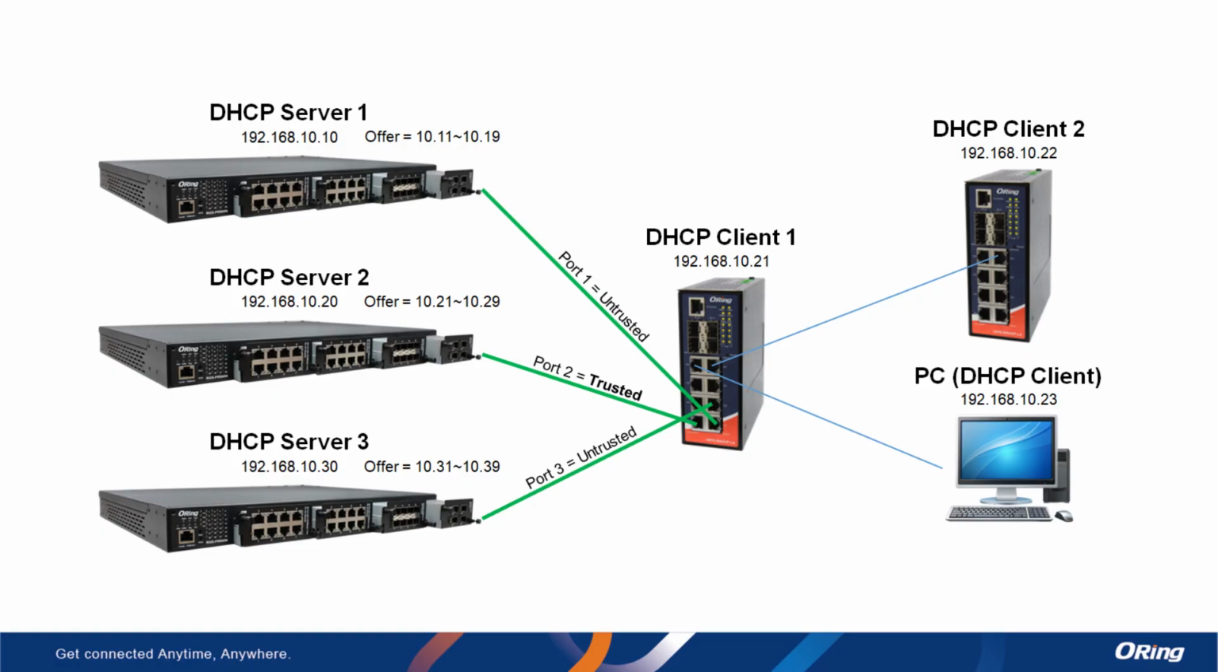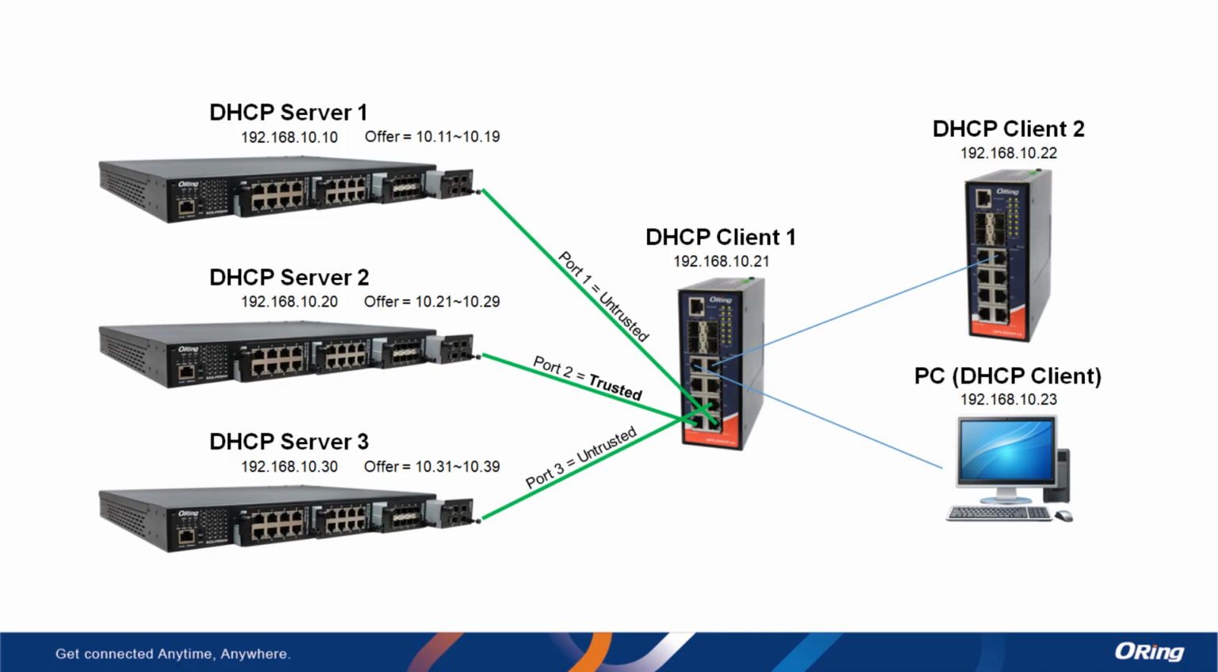We have 3 DHCP servers. DHCP Server 1 will offer IP addresses from 10.11 to 10.19. DHCP Server 2 will offer IP addresses from 10.21 to 10.29. DHCP Server 3 will offer IP addresses from 10.31 to 10.39. Our DHCP clients should only receive IP addresses from DHCP Server 2 through the trusted port.